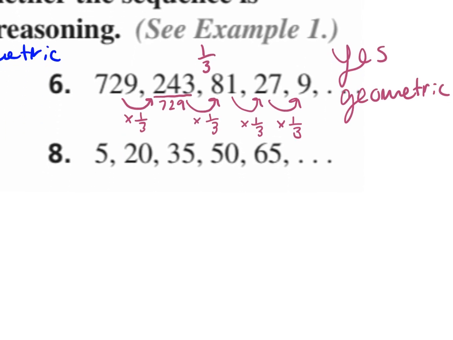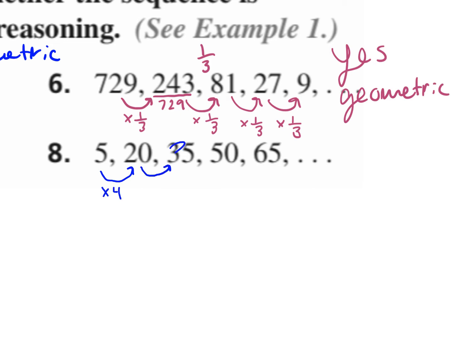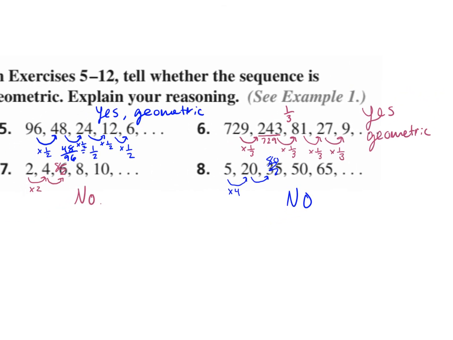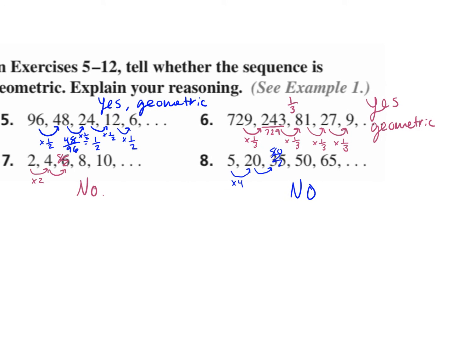And then the last one, number 8. To get from 5 to 20, we have to multiply by 4. If we multiply 20 by 4, that would give us 80. So this is not geometric. Geometric is when you multiply to get from one number to the next.